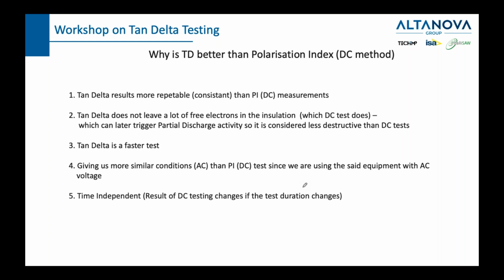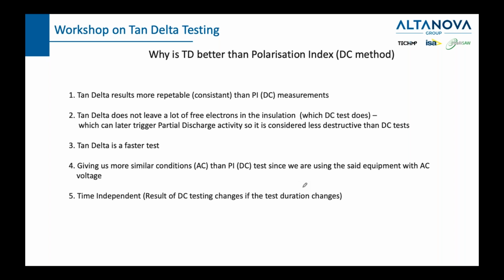The second point is that it refers to point zero. So with tan delta, you don't leave any free electrons inside your insulation. You simply don't, because it's an AC method, while the DC method tends to leave a lot of free electrons inside of your insulation. If you have some voids, little microscopic holes inside of your insulation, now with electrons inside, what can happen is that it can trigger a PD.